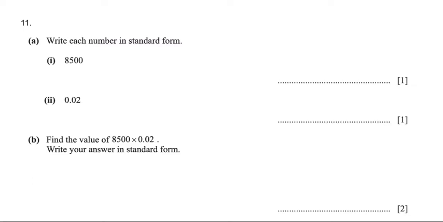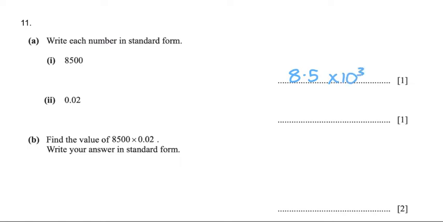So this is going to be 8.5, because we know it needs to be a number between 1 and 10. To get that number, I would be placing a decimal point between the 8 and 5, which means that the decimal point that's currently at the end has moved 1, 2, 3 places. So therefore we have times 10 to the power of 3.